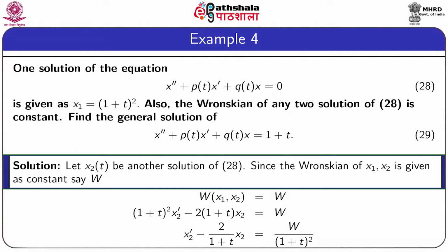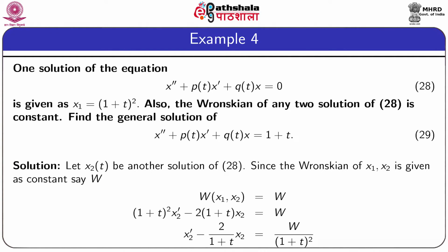Let x 2 be another solution of 28. And since the Wronskian of x 1 and x 2 is given to be constant, we assume that value to be capital W. And therefore, the Wronskian is given by 1 plus t whole square into x 2 dash minus 2 times 1 plus t x 2, and that value is equal to the constant, which we have assumed to be capital W. Rearranging the terms, we will get x 2 dash minus 2 by 1 plus t x 2 is equal to W by 1 plus t whole square, which is a first order linear differential equation.